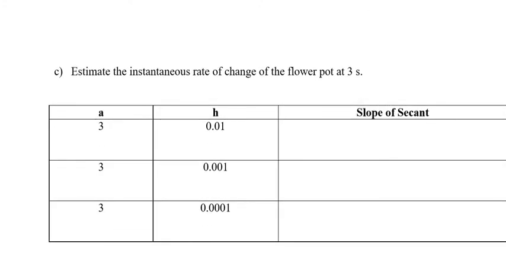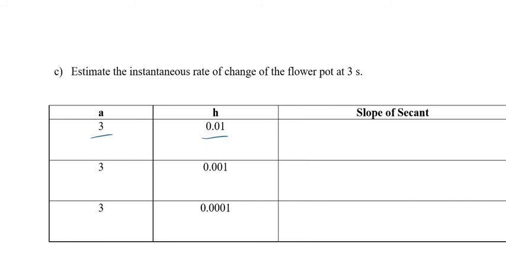So that's not super accurate, because we know that if we throw a flower pot off the balcony, the speed is going to change very quickly over 2 seconds. So let's get a little bit smaller. Let's go with 3 seconds, and we're going to look 0.1 seconds ahead.